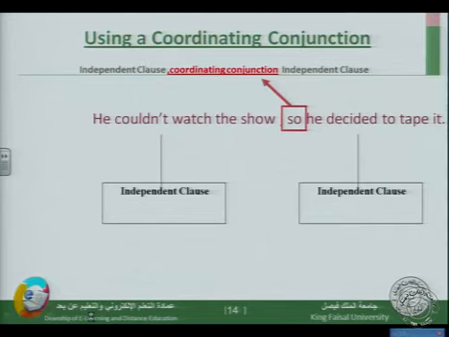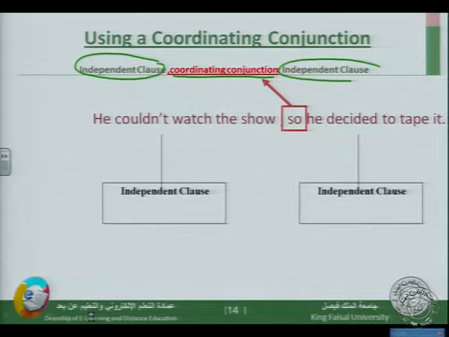Using a coordinating conjunction to connect two independent clauses together. The structure is independent clause, one of the coordinating conjunctions, and another independent clause. He couldn't watch the show, so, here there is a comma of course. So he decided to tape it. Is the comma important here? Yes. He couldn't watch the show, so he decided to tape it. Notice, independent clause, independent clause.